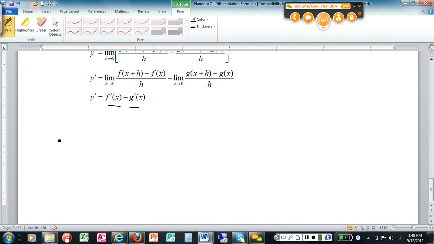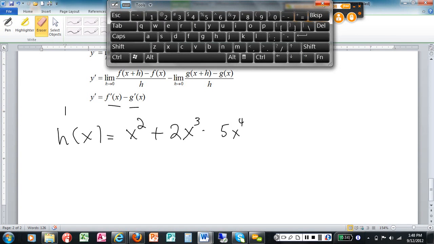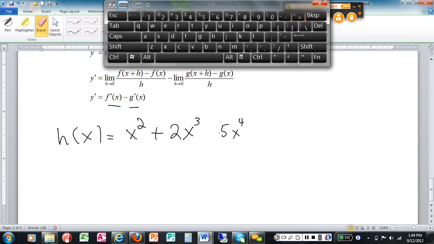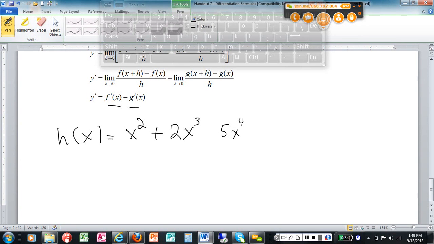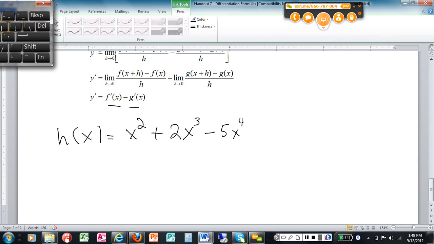what that means is if I have h of x equals x squared plus 2x to the 3rd plus 5x to the 4th. Let's make that minus 5x to the 4th. What does that do?